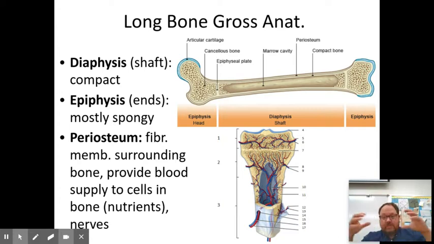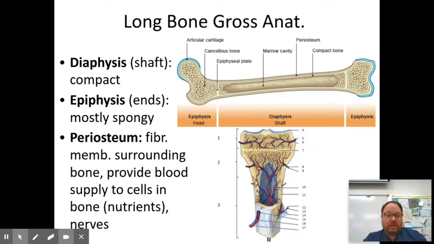In this clip, we're going to focus on differences between gross anatomy and microscopic anatomy in long bones. Remember, long bones are a lot of times what we think of as a classic bone, like a dog bone kind of thing. But gross anatomy is discussing what you can see with the unaided eye, and microscopic anatomy is if we zoom in really closely.